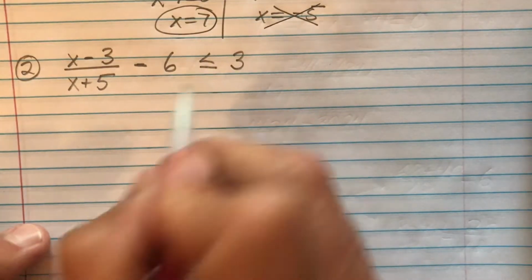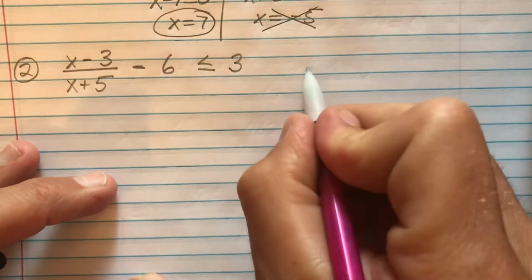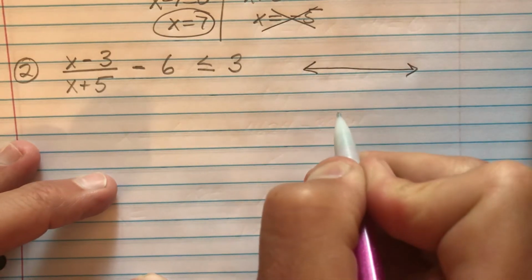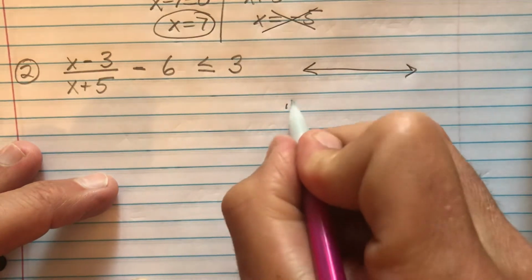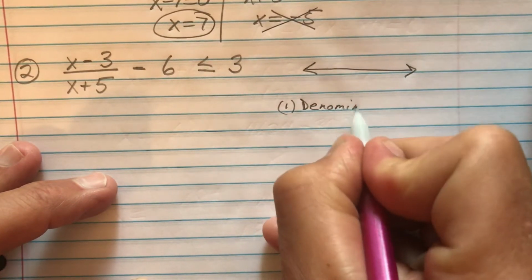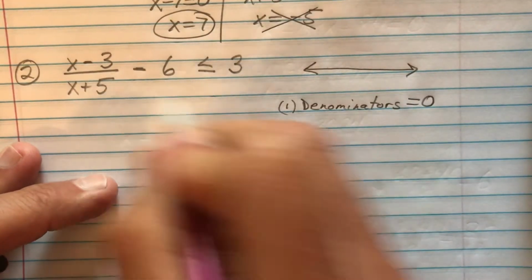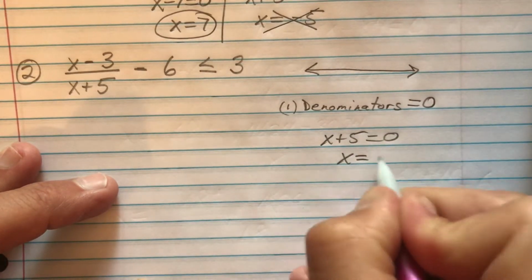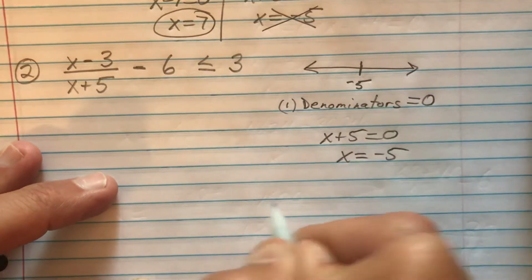The only difference between an inequality and an equation is when you have an inequality, you need to build a number line right away and fill that number line with what are called critical numbers. The first type of critical number is found by setting all denominators equal to 0. We only have one denominator, x plus 5. And when you set that equal to 0, you get negative 5. Put that on your number line.